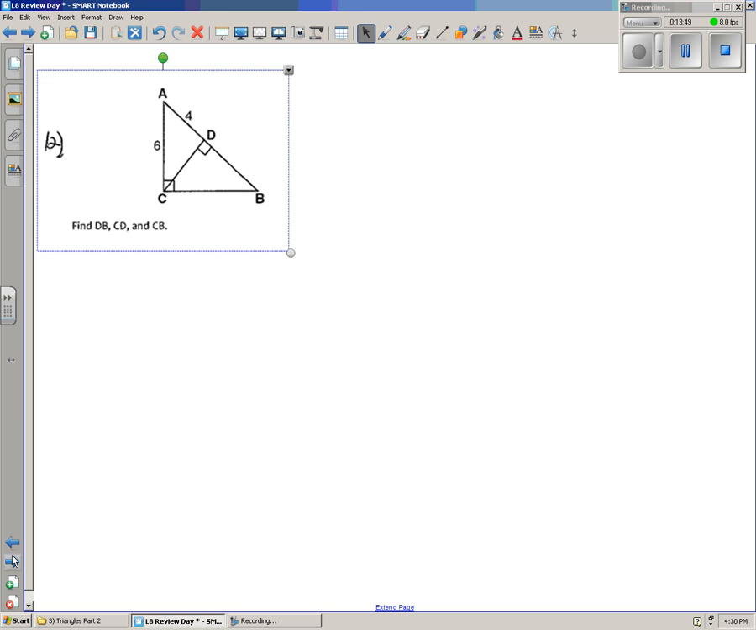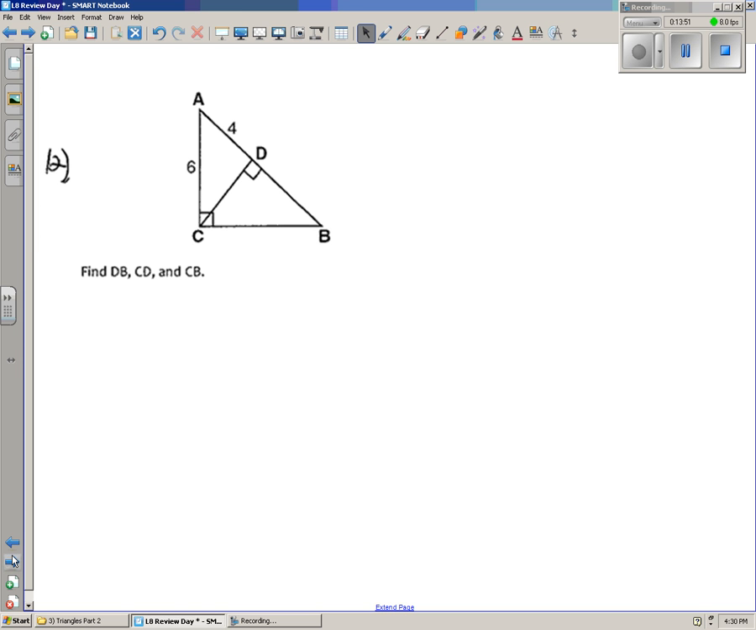Number 12. They give us an altitude in a right triangle. HELP and PAP is the key here. We want to find DB, CD, and CB. So DB I'm going to call x. All right, so DB is x. And if we notice what kinds of parts we have, 4 is a projection, x is a projection, and 6 is a leg.